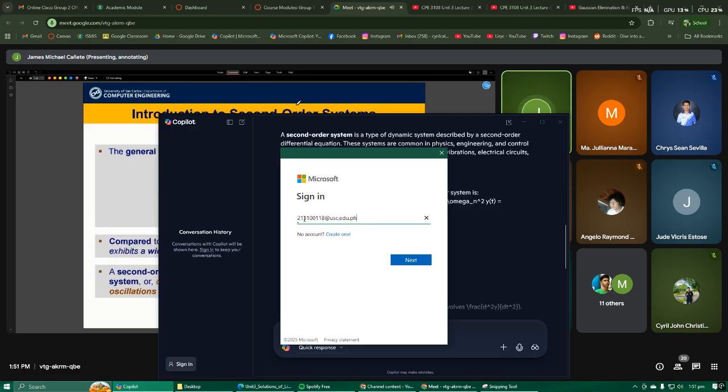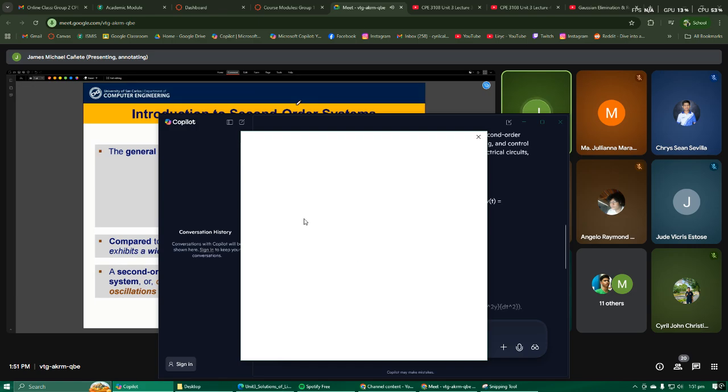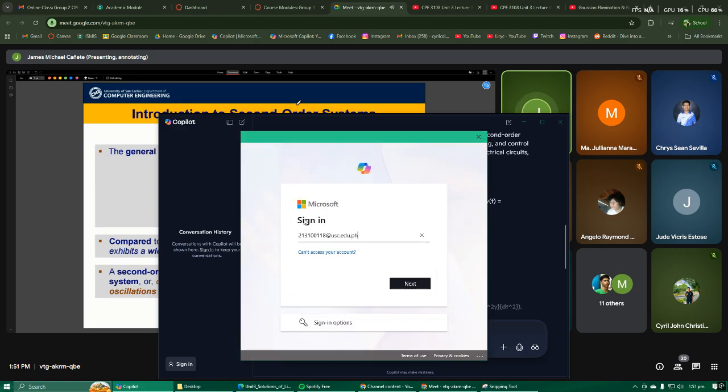So graphically, it looks like this. It's a numerator divided by s squared plus as plus b. So this is the general form. There will be specific forms or specific types of second order systems as we go along.